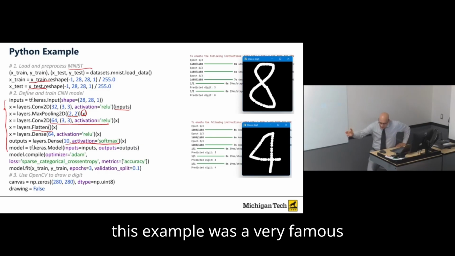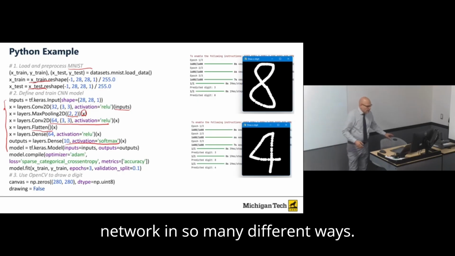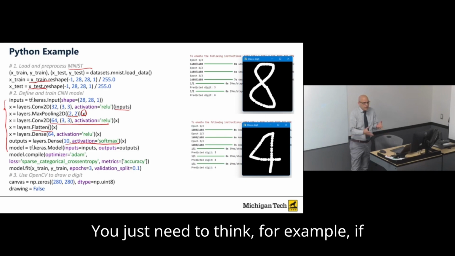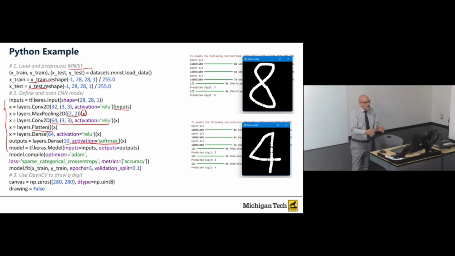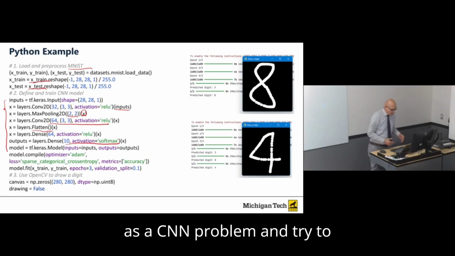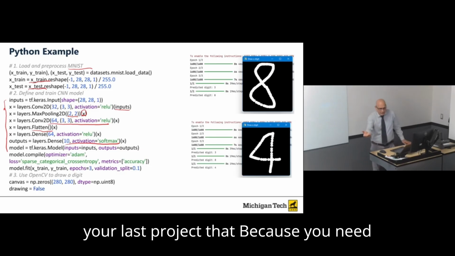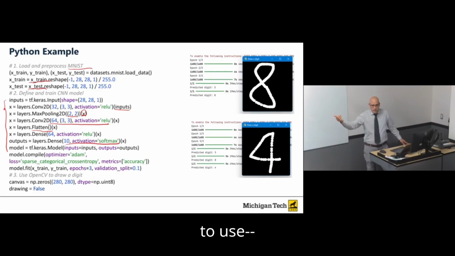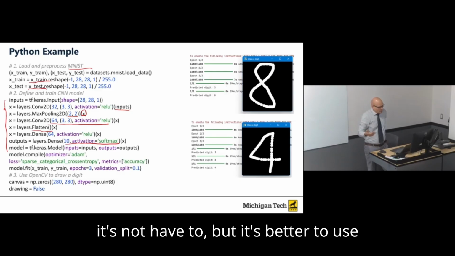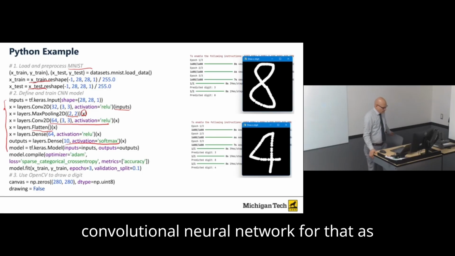But this example was a very famous example. Based off your application, you can use neural networks in so many different ways. You just need to think, for example, if you want to solve something, okay, I make this problem as a CNN problem and try to solve it. This can give you an idea for your last project as well, because it's not a must, but it's better to use a convolutional neural network for that as well.